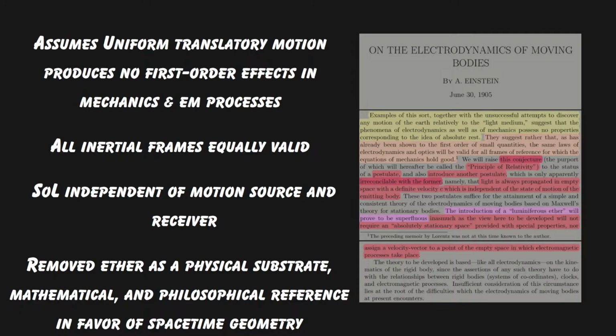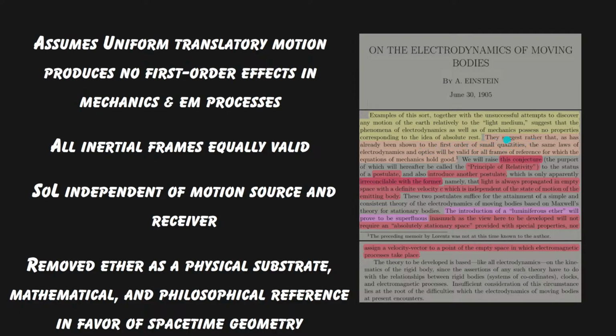So the core postulates that he asserts for his theory is that uniform translatory motion produces no first-order effects in mechanics and electromagnetic processes. You can read that right here where he talks about the first order of small quantities.